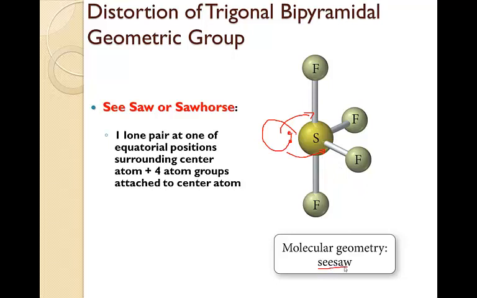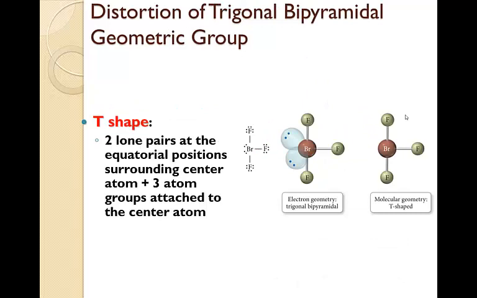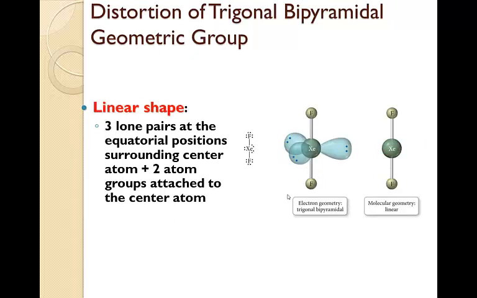They call it this because if you turn it on its side, suddenly you have a seesaw or a teeter-totter. A T-shape is when you have two sets of lone pairs. And you can see, once again, if you turn it on its side, how it turns into the shape of a T. And then when you have 3 lone pairs, it turns into a line, which is linear.